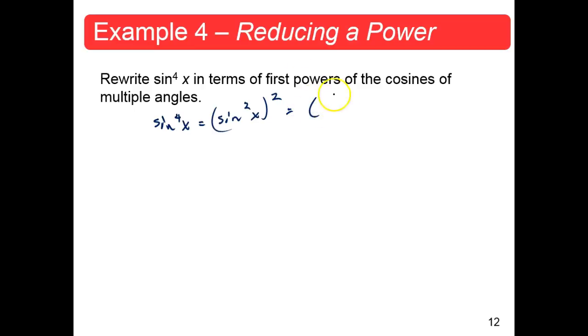What was sine squared x? It was a long time ago, but we just did it, didn't we? 1 minus cosine 2x over 2. Wasn't it? And then we're going to square that.